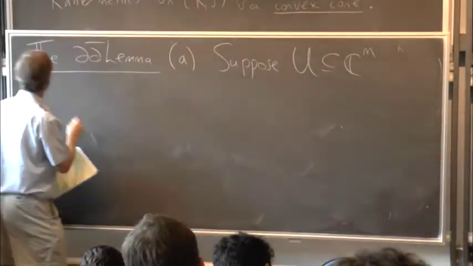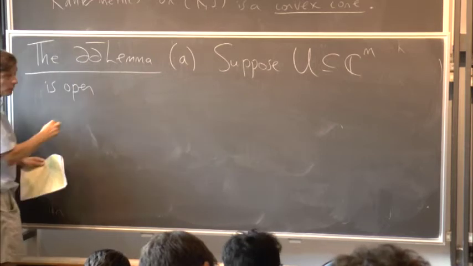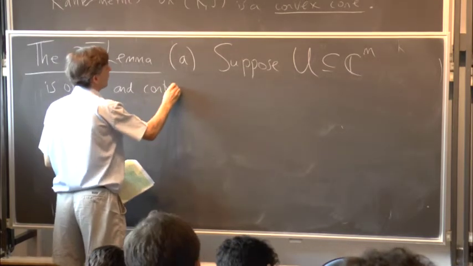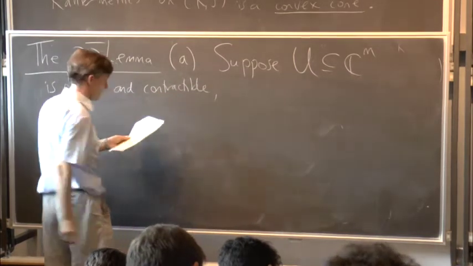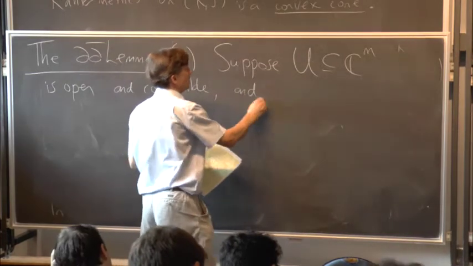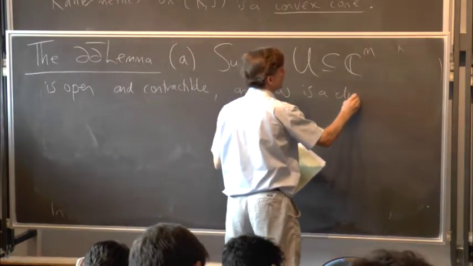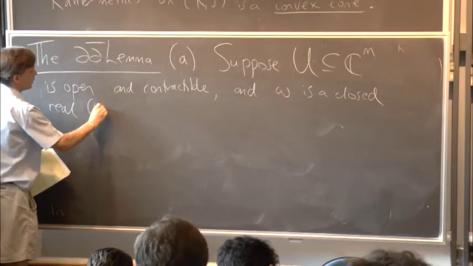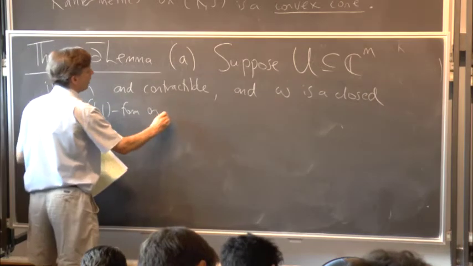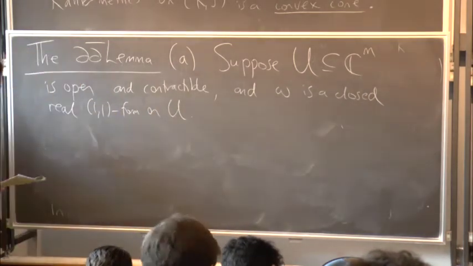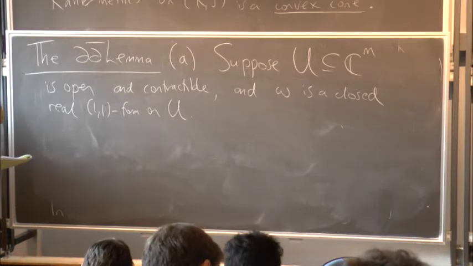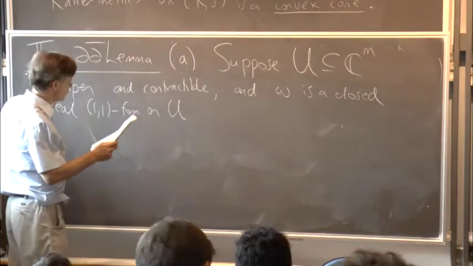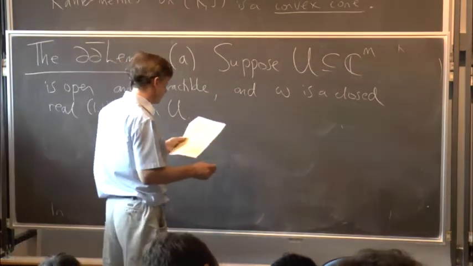is an open set, and I don't want there to be any interesting topology, so let's say it's open and contractible. So it could be just an open ball, for example. And omega is a closed and real (1,1) form on U. So because U is contractible, its second cohomology is 0, so being closed implies it's also exact. So you could write it as d of something, but we do something stronger than that.